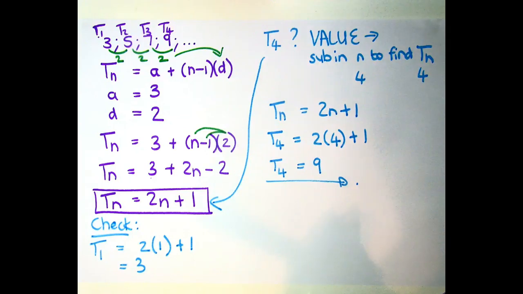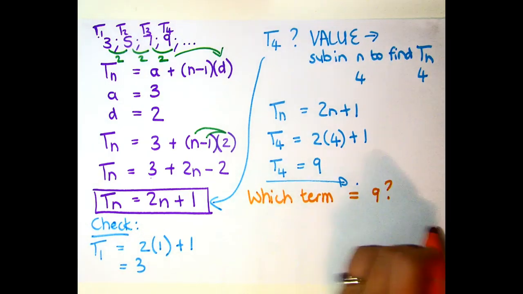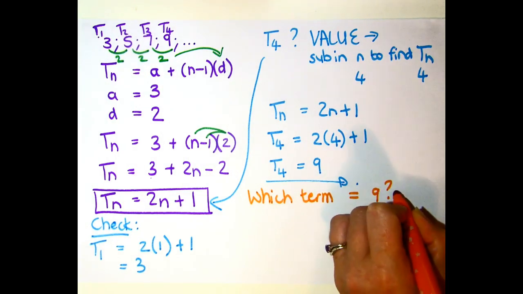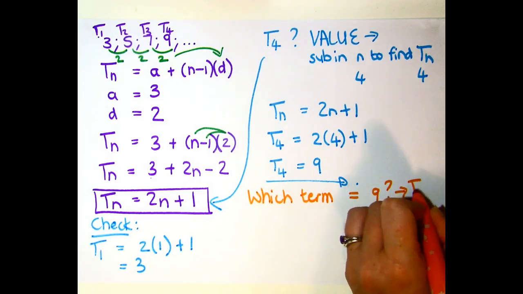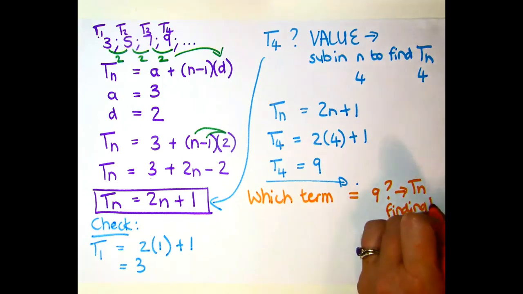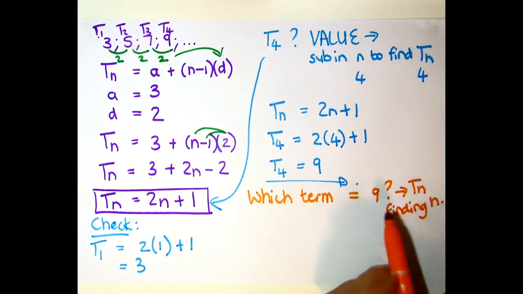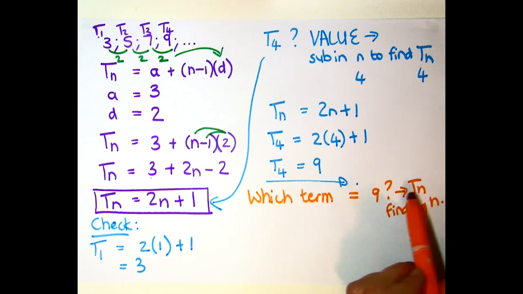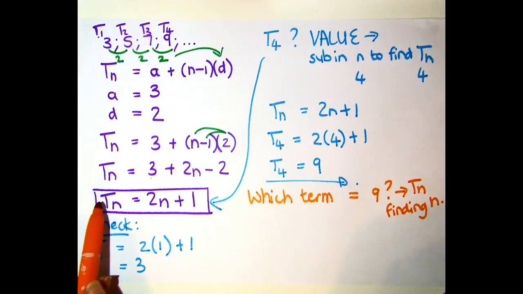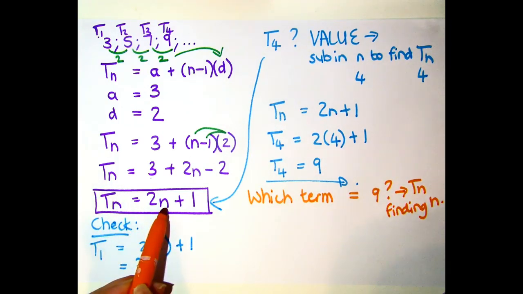And of course we can see it's correct. But what when they ask it the other way around? Again, I'm going to use one where we already know the answer, so that when we arrive at it, it makes sense. So if I say which term is equal to 9, then the 9 has to be subbed in for the Tn, because what I'm doing is I'm finding the n. Okay, so that number goes in place of Tn because I'm being told the value.